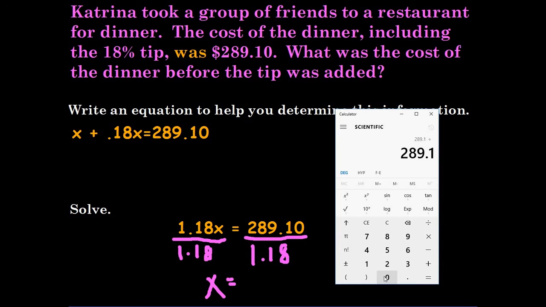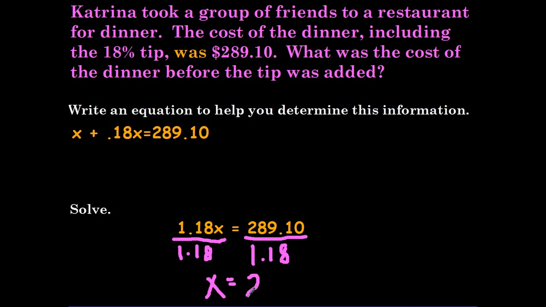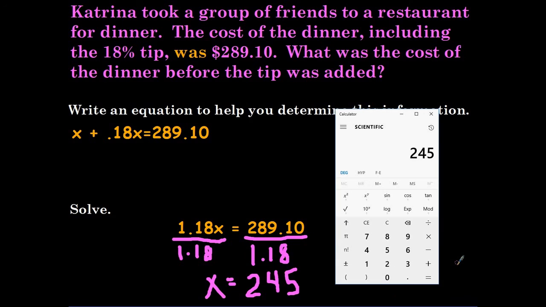Then we're going to divide, because that's what that fraction bar means, by 1 and 18/100 equals $245. So the cost before the tip was $245. Now we could also check that by saying, okay, well, what is 18% of 245?